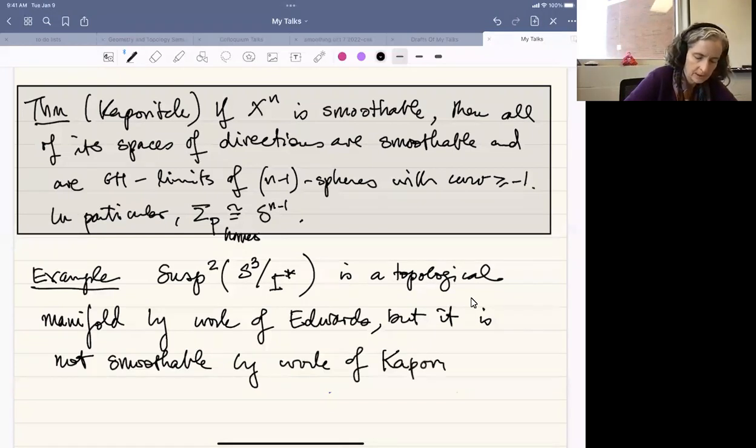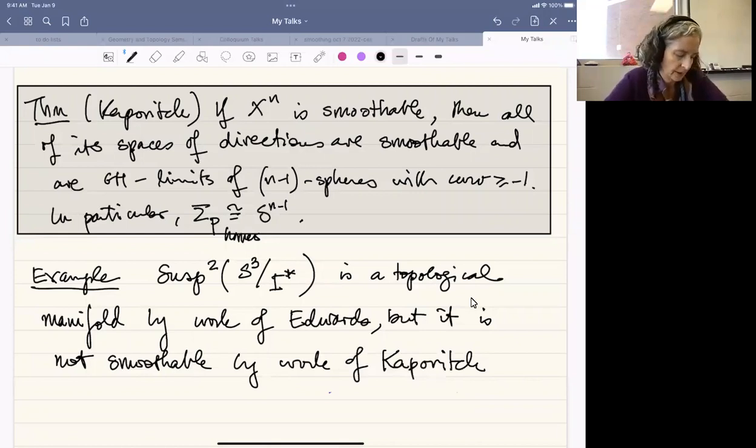And that's because, in this double suspension, the suspension points, their spaces of directions will be suspensions of the Poincaré homology sphere. So they are not homeomorphic to spheres in particular. They're not smoothable.